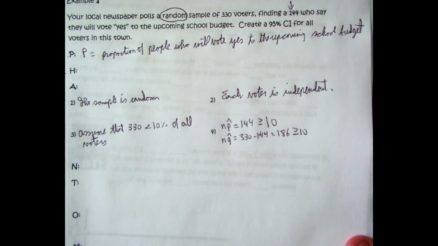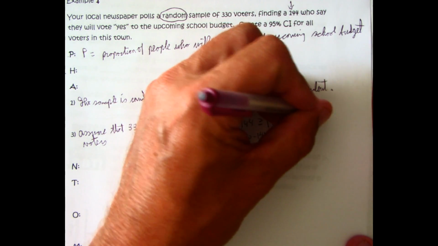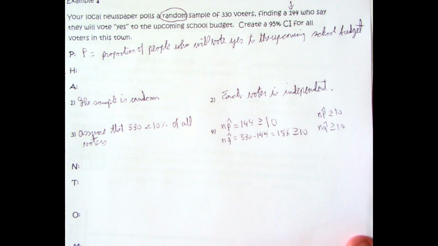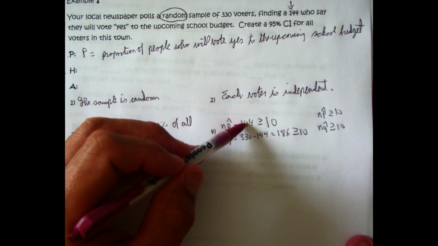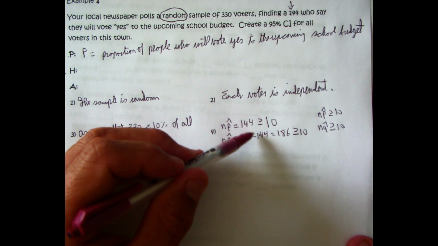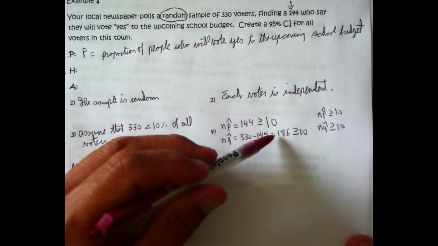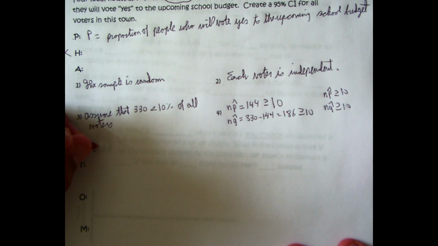Again, on this, you cannot just do this: np hat is at least 10, nq hat is at least 10, good to go. No, you must show why it's at least 10. You got to show the math here, even though we didn't have to do any calculations here. All right. Name the test. This is a one proportion confidence interval.